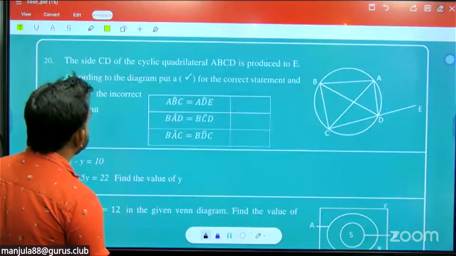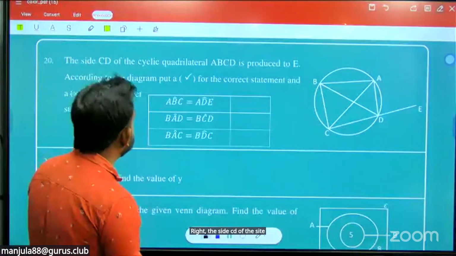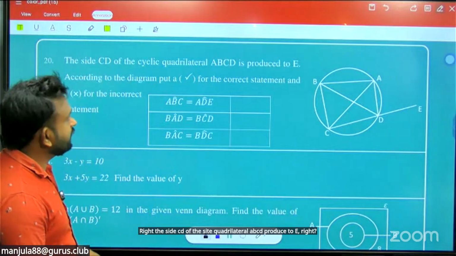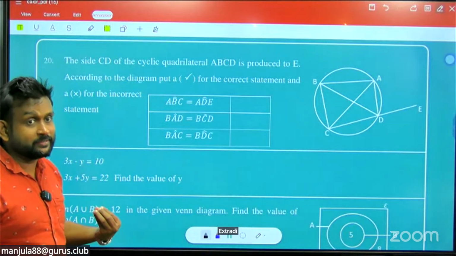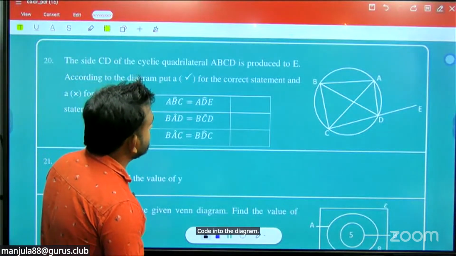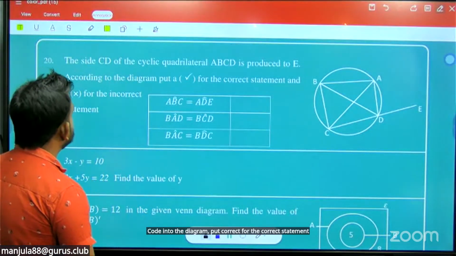Right, the side CD of the cyclic quadrilateral ABCD is produced to E. When you see that, the exterior angle theorem for cyclic quadrilaterals should come to mind. According to the diagram, put correct for the correct statement and wrong for the incorrect statement.